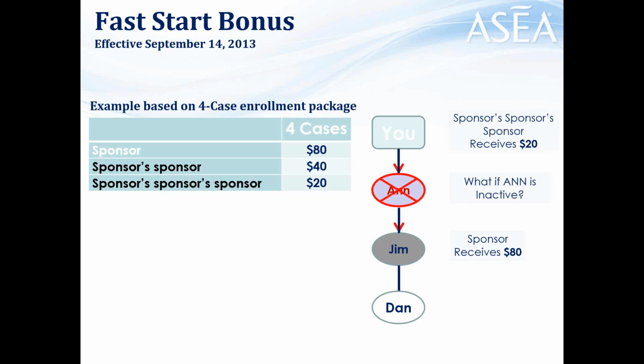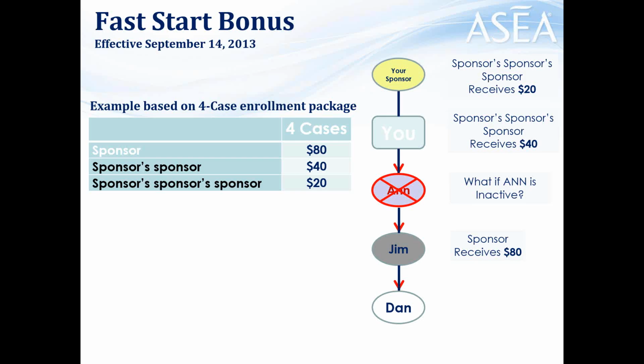Now, what if Ann is inactive, meaning that Ann has not purchased at least 100 PV, so for example, 1 case of ASEA or 4 tubes of Renew within the last 30 days? If she has not done that, then Ann would be considered inactive, and she would not get the $40. What would happen is you would get the $40, and your sponsor, as long as they're active, would get the $20. So it just shifts up.